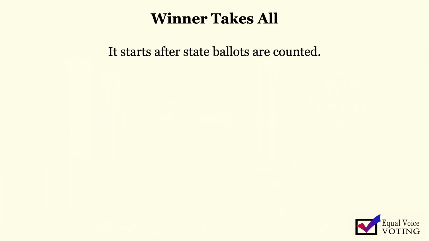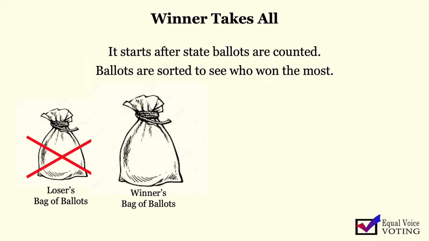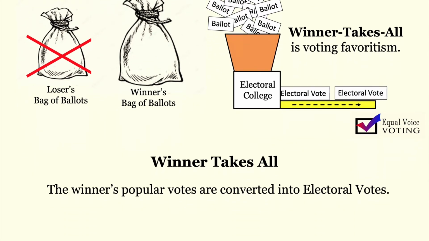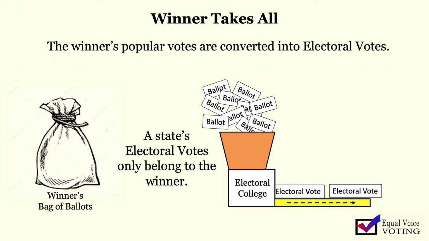It starts after the state ballots are counted. Ballots are sorted to see which candidate won the most in the state. Ballots cast for a losing candidate are set aside. And the winner-take-all approach is a form of voting favoritism that excludes all other candidates. The winner's popular votes are converted into electoral votes. It takes tens of thousands of popular votes to make one electoral vote.